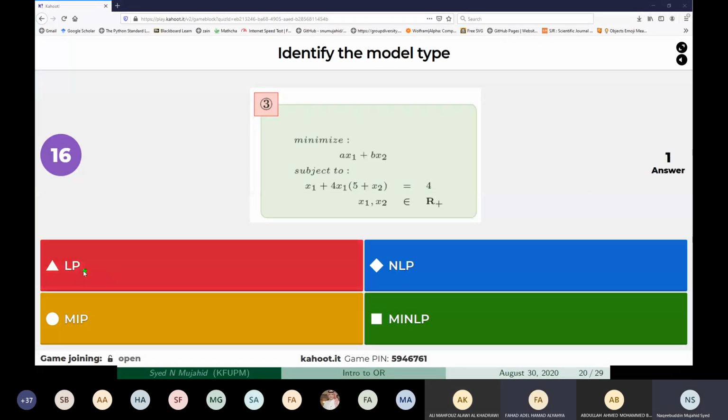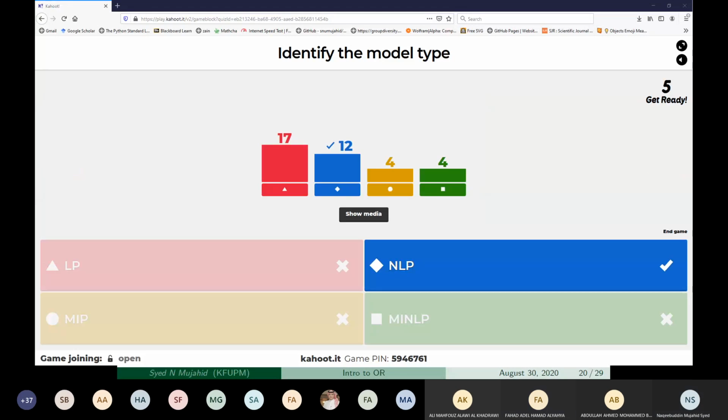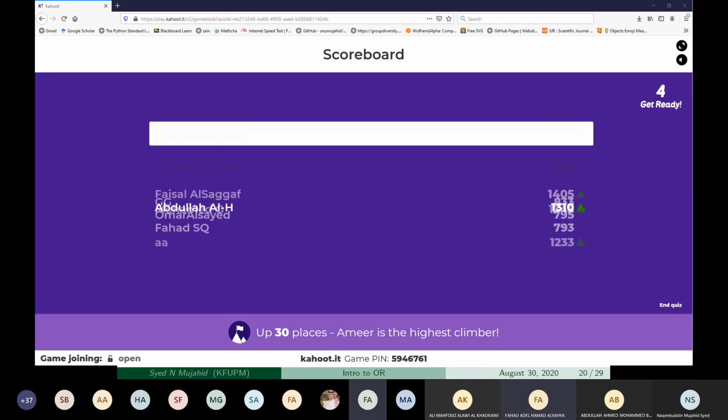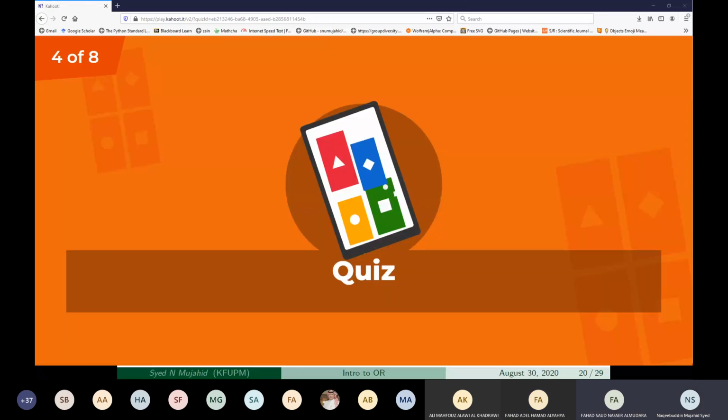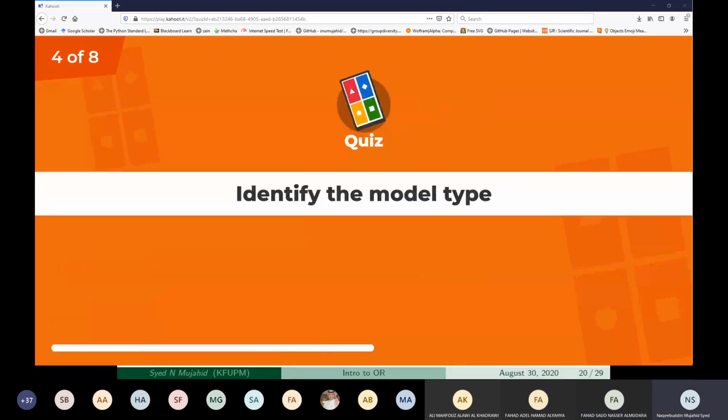So the question is here, and you see it's LP triangle, NLP diamond, MIP circle, MINLP box. Why, doctor? Why is it not LP? Hold on to your questions. I will review it with you after the quiz. Okay.